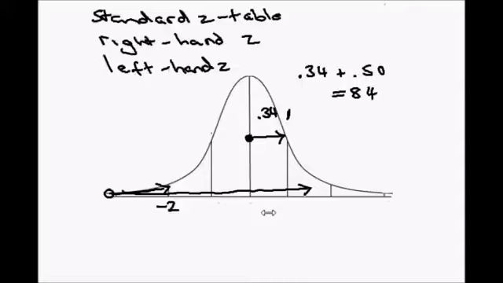So basically a z-table is going to give you the area under a curve. It's going to help you figure out the percentages of data items that fall in a particular point, a particular standard deviation away from the mean.